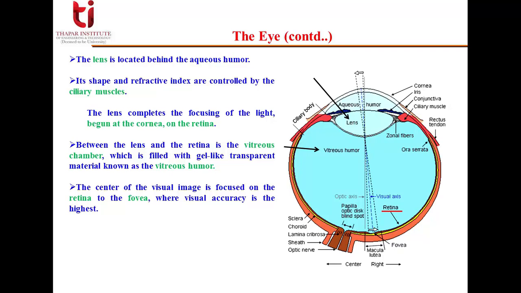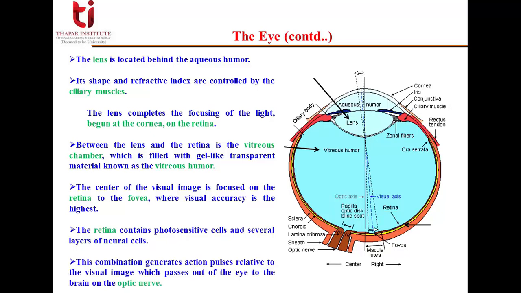The center of the visual image is focused on the retina at the fovea, where visual accuracy is the highest. The retina contains photosensitive cells and several layers of neural cells. This combination generates action pulses relative to the visual image, which passes out of the eye to the brain on the optic nerve.